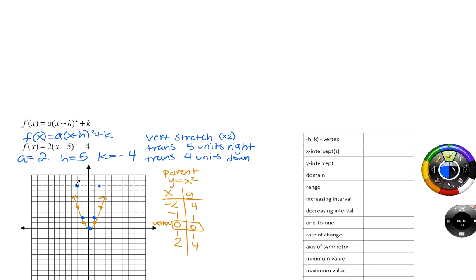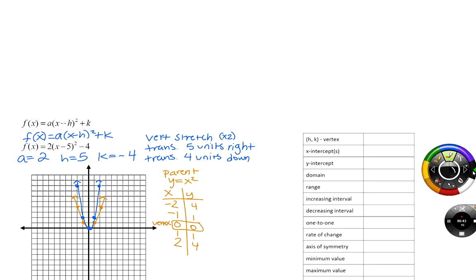So the points that I have right now, I shouldn't have made them such a dark color. This is not the final product because I've only done one transformation. I have done a vertical stretch by a factor of 2. Now, I also need to translate 5 units to the right and 4 units down. Are you guys okay if I do those at the same time?